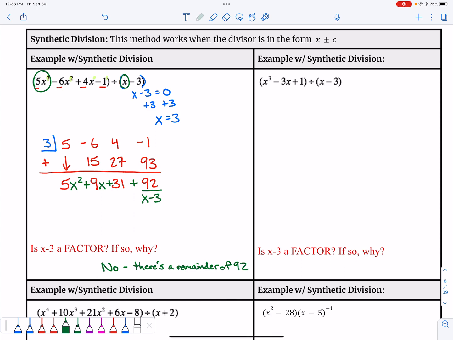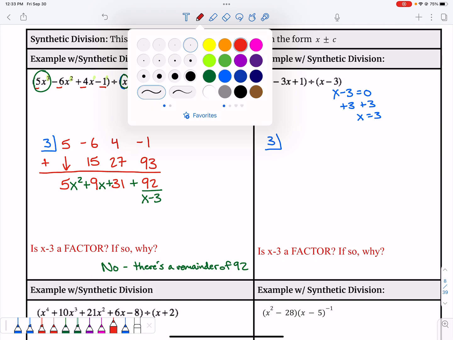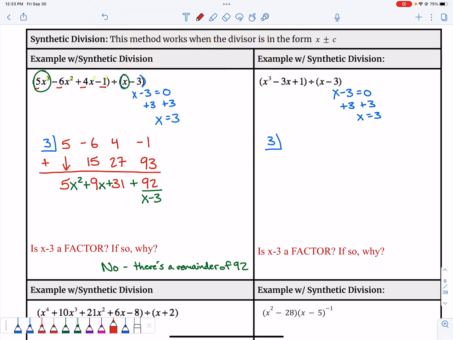So let's look at another example. Over here I have x minus 3 again. So if I set that equal to 0 and add 3, my root is still x equals 3. So we put that in the box to the left. Then bring down the coefficients. Make sure you have all the powers of x represented. So we have 3 and 1. So we're missing a 2. So we're going to need to put a 0 x squared to hold the place for it. And then we have everything we need.